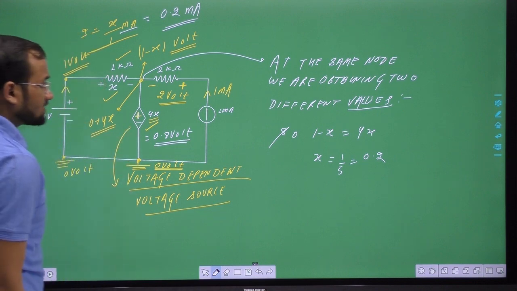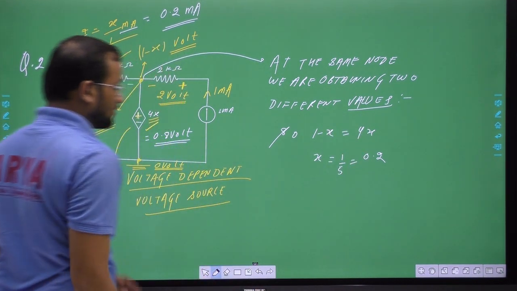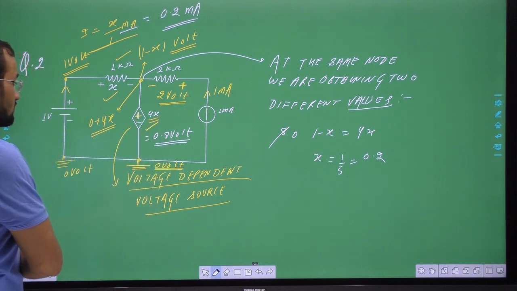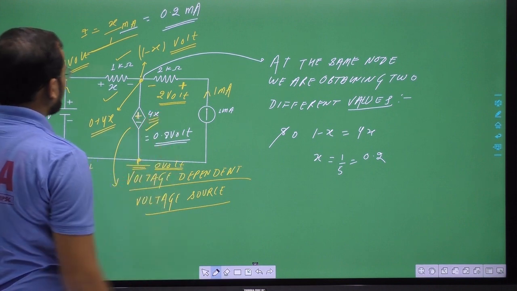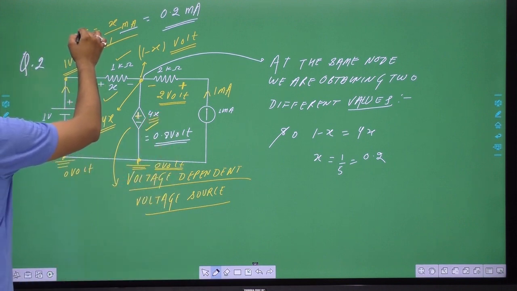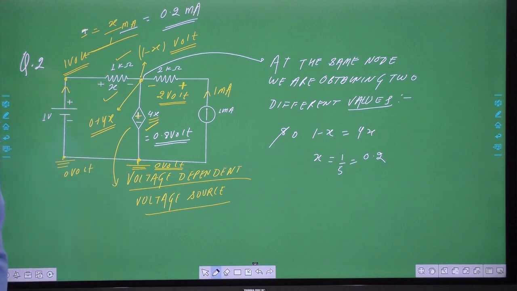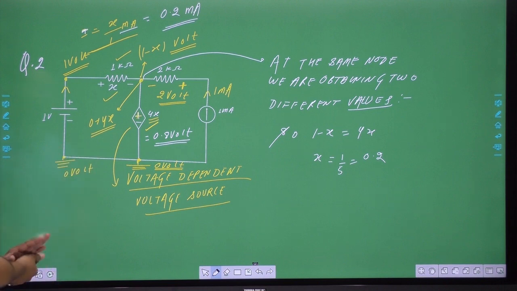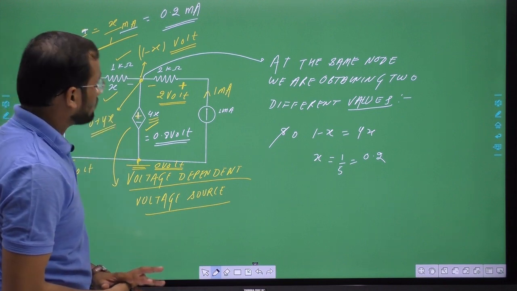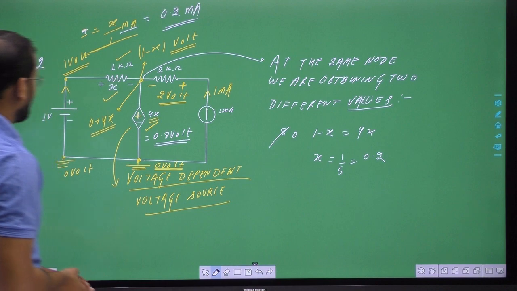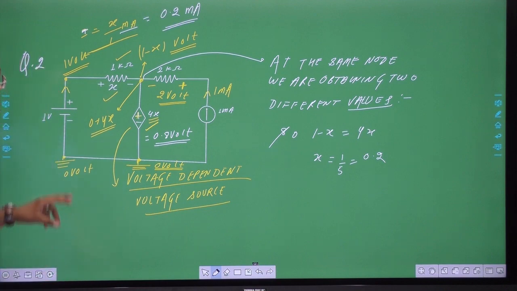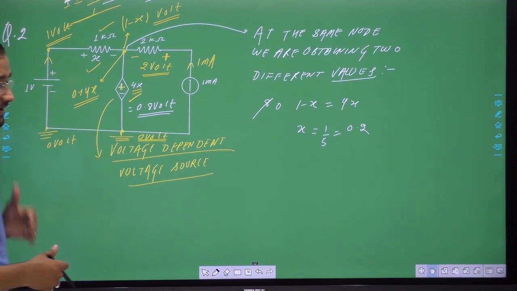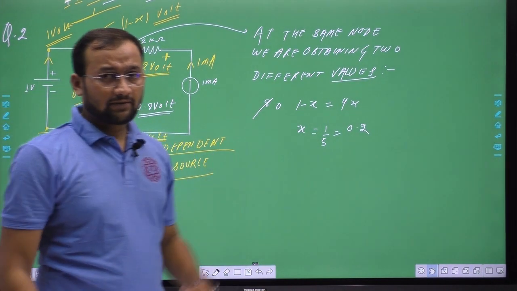As we determined the value of x, x is equal to 0.2, and by this we can find the value of the dependent source, which is equal to 0.8 volt, because the value is 4x. And as we already noted here, the value of I will be equal to x by 1 kilo ohm. x is 0.2, then 0.2 by 1 kilo ohm will give us 0.2 milliampere. Okay, all the things are calculated. Now what we have to find is power absorbed or power delivered by all the elements.